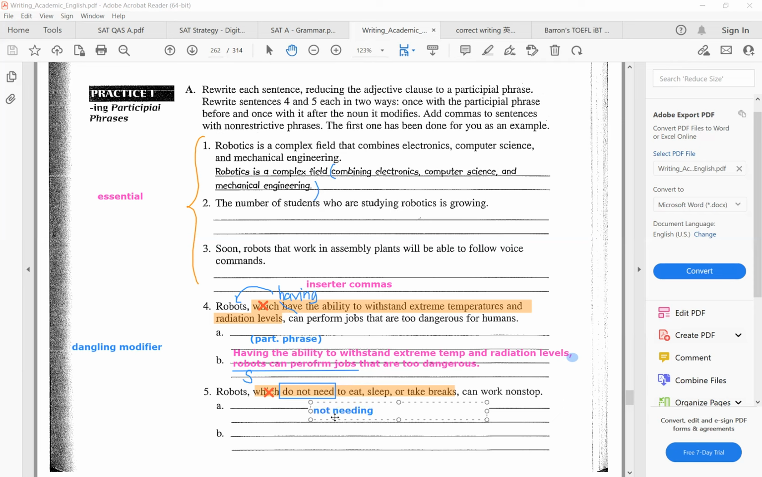So the sentence becomes: robots, comma, not needing to sleep, eat, or take breaks, comma, can work nonstop. And since it is non-essential, I can choose to move it to the beginning of the sentence: not needing to eat, sleep, or take breaks, comma, robots can work nonstop. And that is your sentence. Okay, and that's it for this exercise.